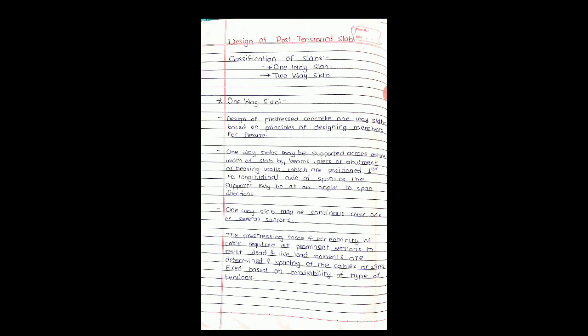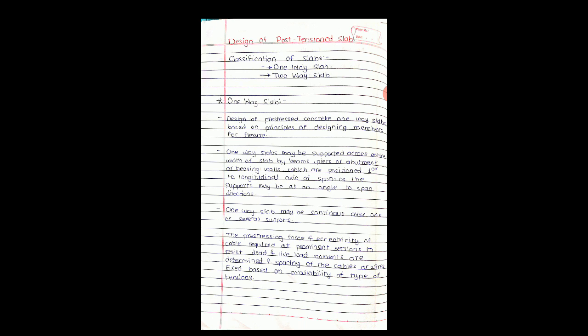One way slab may be continuous over one or several supports. So it can be a one span slab, or it can be a continuous slab of 2-3 spans. The pre-stressing force and eccentricity of cable required at prominent sections to resist dead load and live load moments are determined. So first we are going to calculate the pre-stressing force and the eccentricity of the cable at the prominent sections to resist the dead load and live load moments, and the spacing of cables is fixed based on the availability of type of tendons.